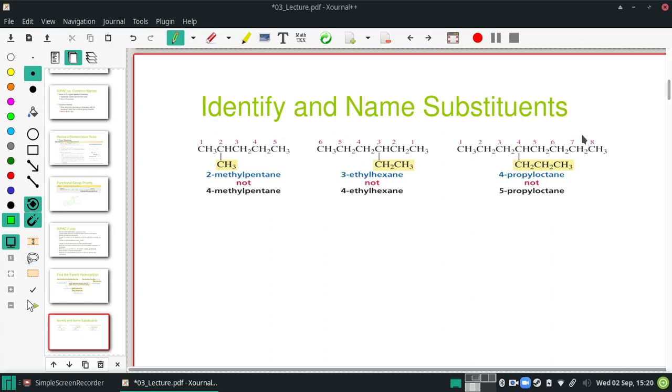Okay, so once we've identified the longest continuous chain, we want to identify whatever those substituents are. Now, all three of these molecules were made so the longest continuous chain goes straight across. And so the thing coming off is the substituent. I typically circle my substituent. I typically box in my backbone.